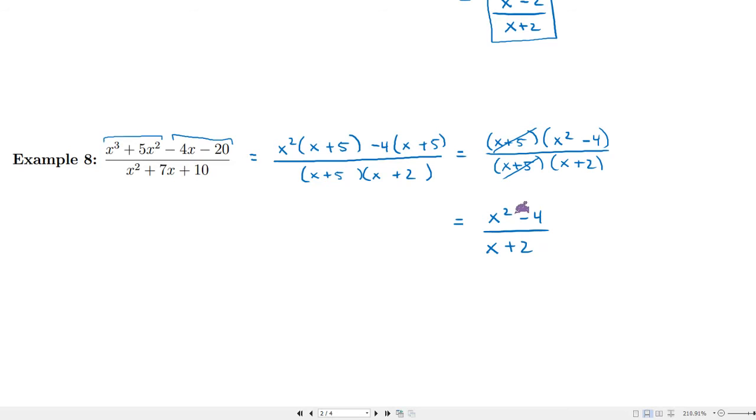But are we done? Well, we're done as long as we can't factor anything further. But what do we have here? We have a difference of squares, and that can be factored a little bit more. This can be factored as x plus 2, x minus 2, right? Difference of squares. And then we still have in the denominator the x plus 2, so we actually get a little bit further reduction, and it looks much better. So we actually have just x minus 2 in the end.